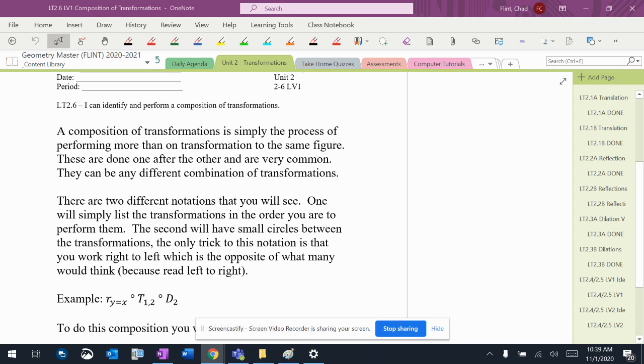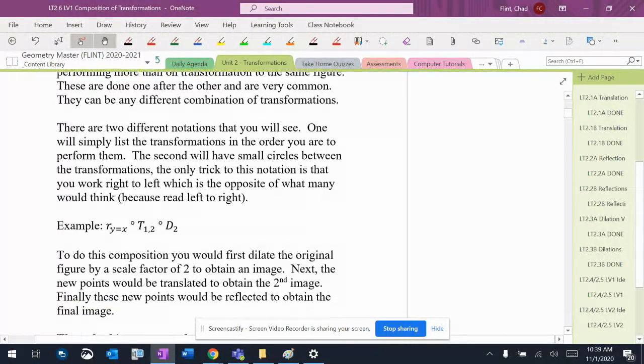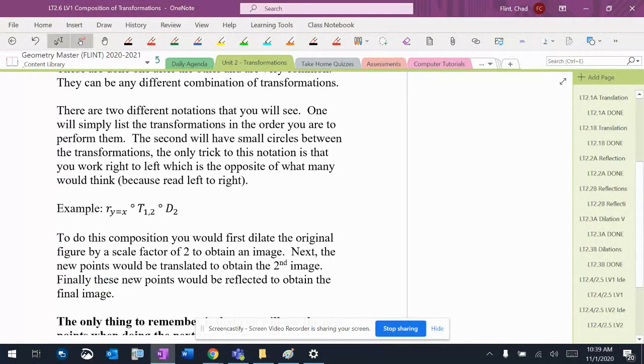The last thing we have to do in this unit is what's called a composition of transformations. A composition of transformations is just doing more than one transformation to the same initial figure, one after the other. So it's not anything really new. It's just taking some things that we've done and combining them together. There are two different notations you're going to see.